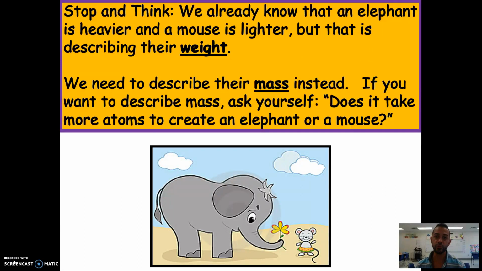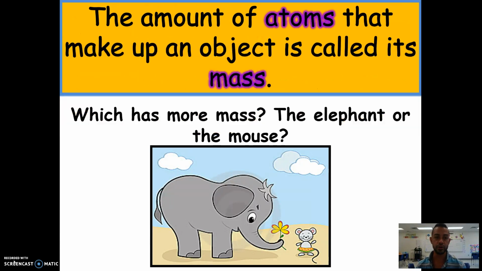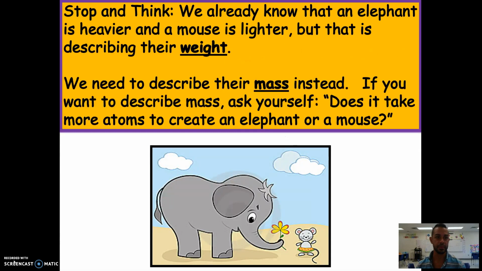In this picture, we have an elephant and we have a mouse. Okay, so which one has more mass? The elephant or the mouse? Which one has the greatest mass? So we already know that the elephant is heavier and the mouse is lighter, but that is describing their weight. Okay, it's like when you go to the doctor to see when you are sick, normally they measure your weight. So weight and mass are two different things. So we need to describe their mass instead.